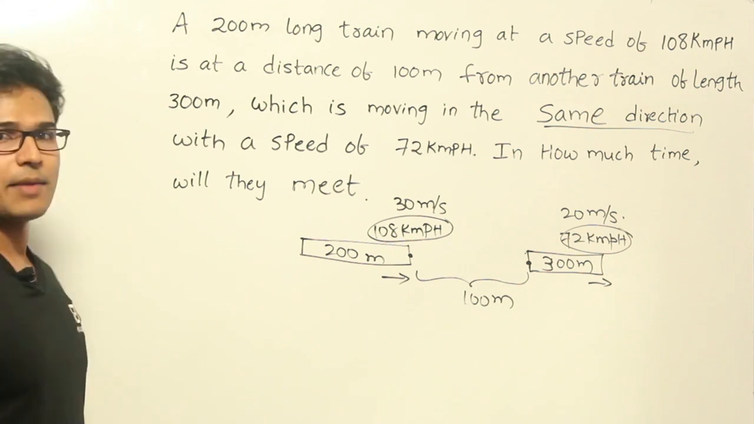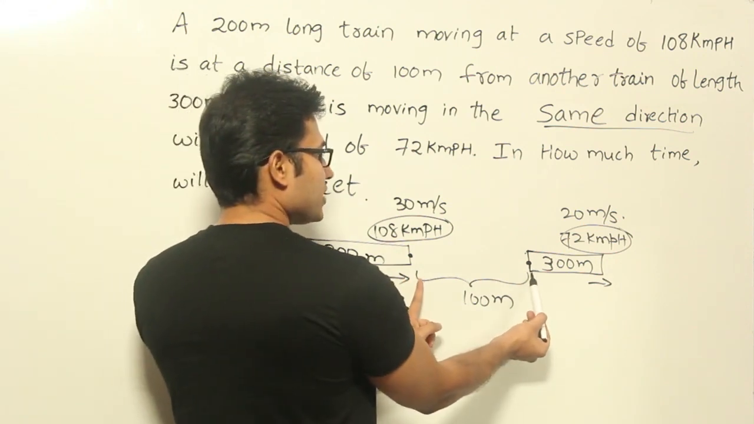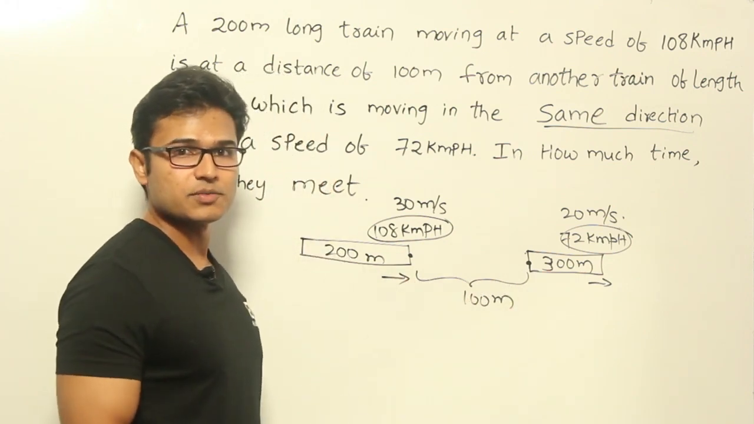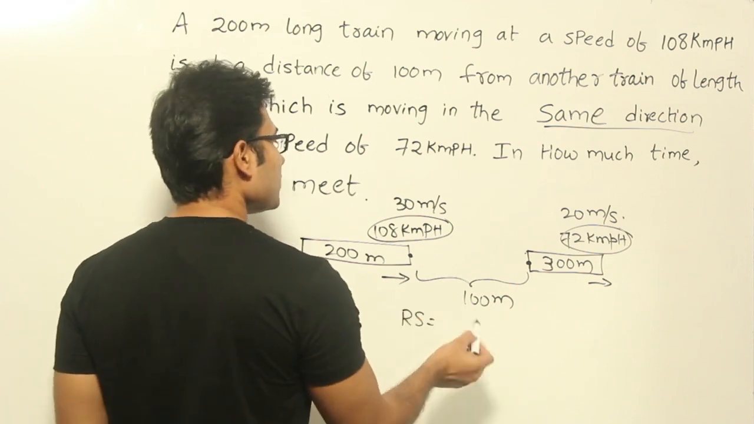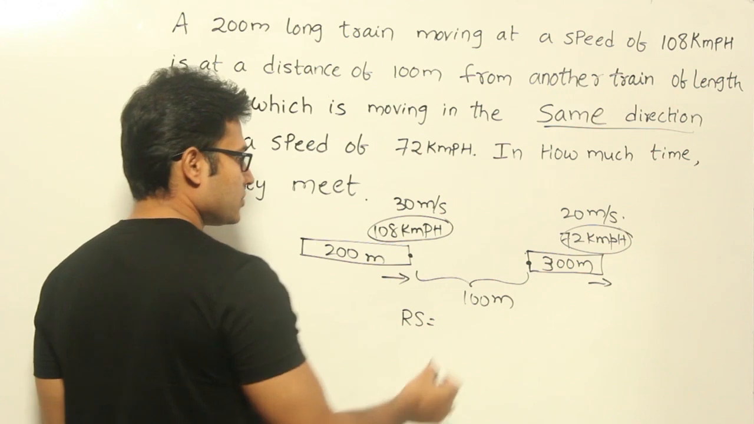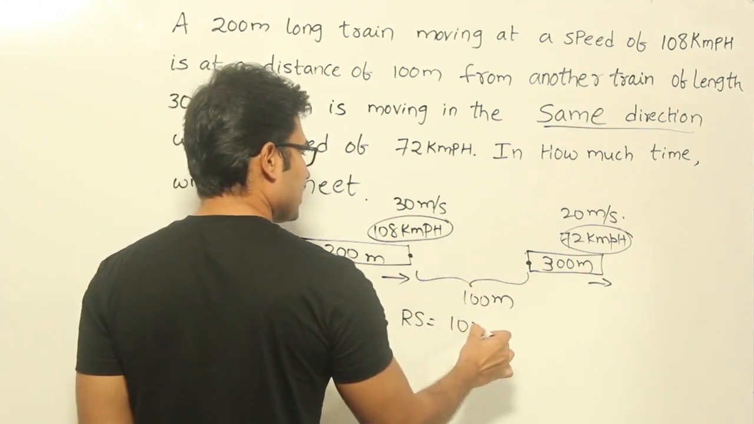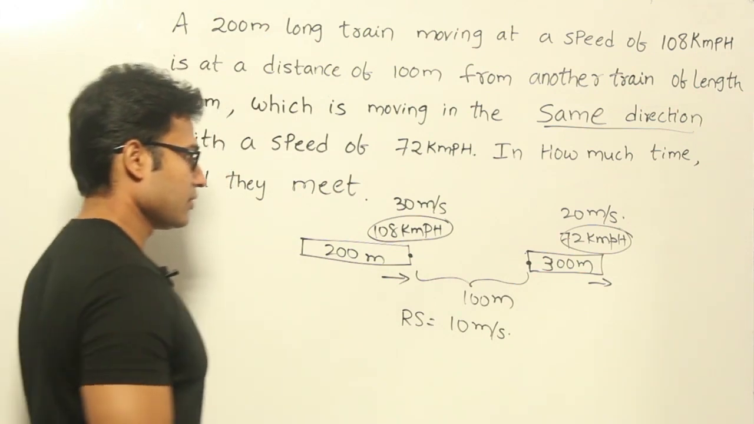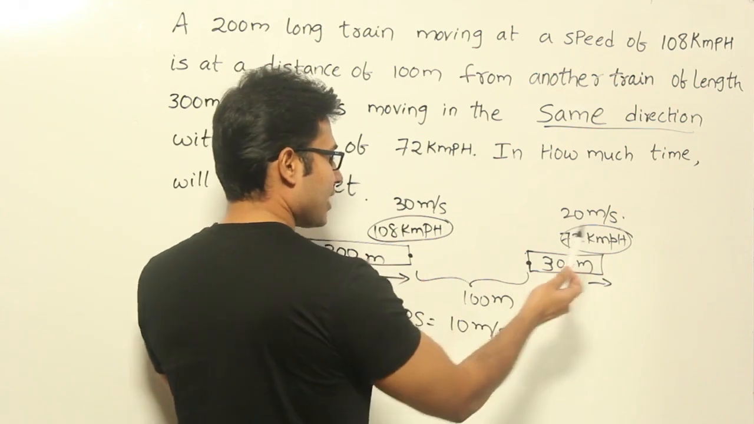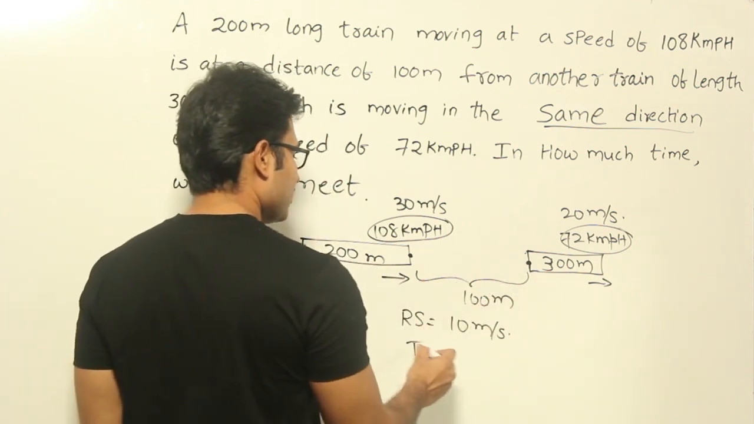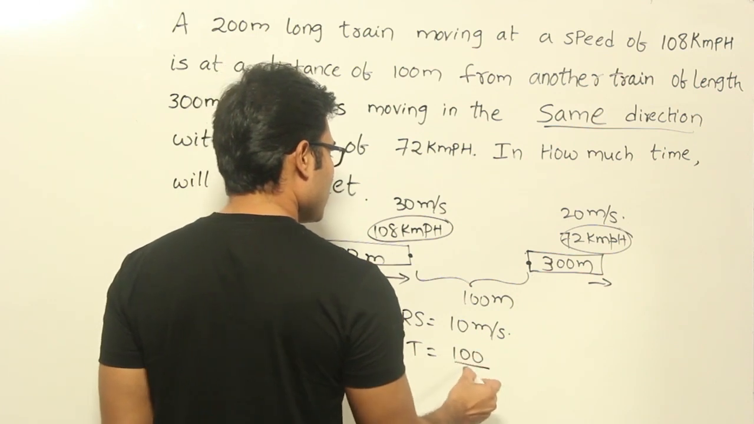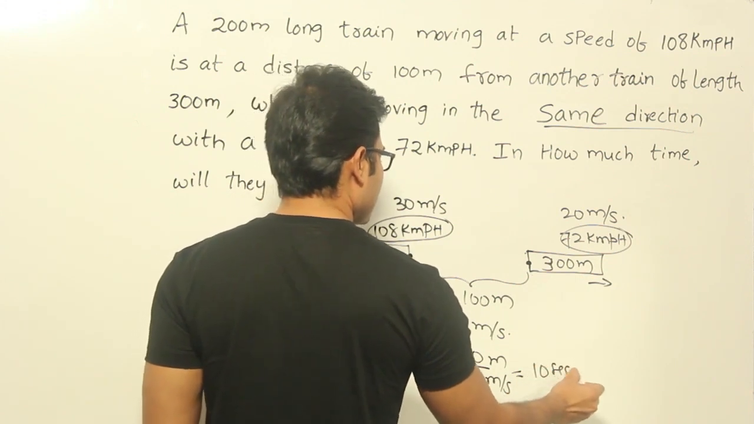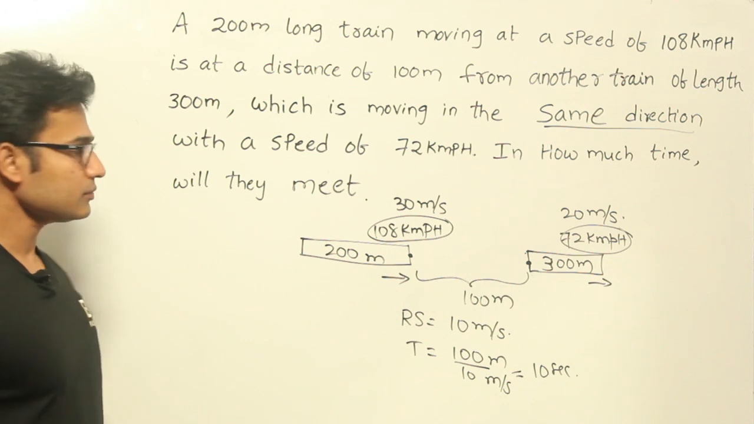Now if that has to happen, you can understand that these 2 points have to meet and these 2 points are moving in the same direction. Therefore there is something called relative speed between them. What is the relative speed between them? Since both are moving in the same direction, the relative speed is going to be 30 minus 20, which is 10 meters per second. With this relative speed, these 2 points which are separated by 100 meters have to meet. So the time taken will be 100 divided by 10 meters per second, which is 10 seconds. So in 10 seconds they are going to meet.